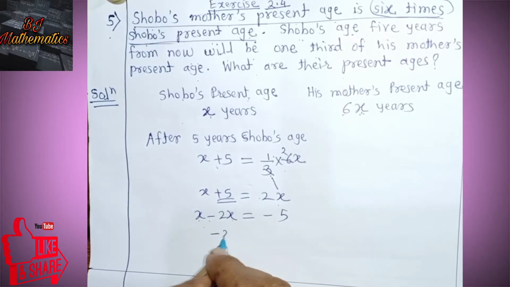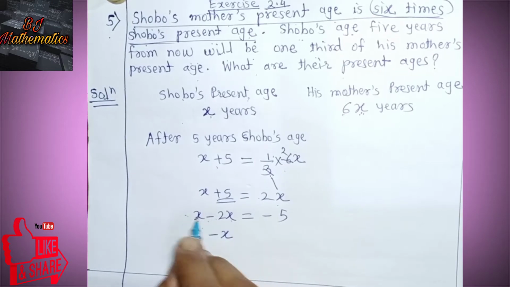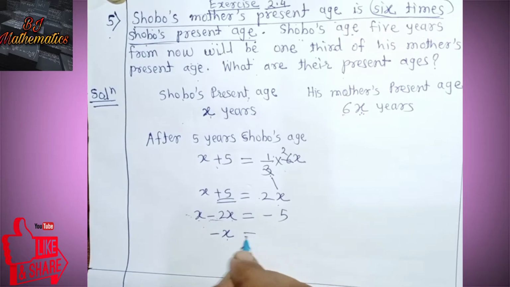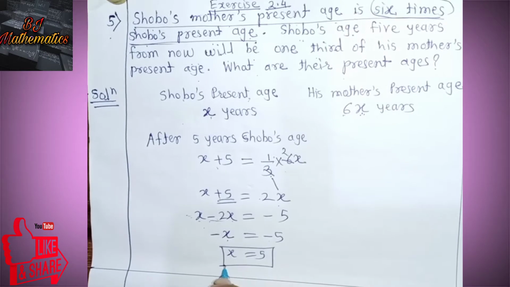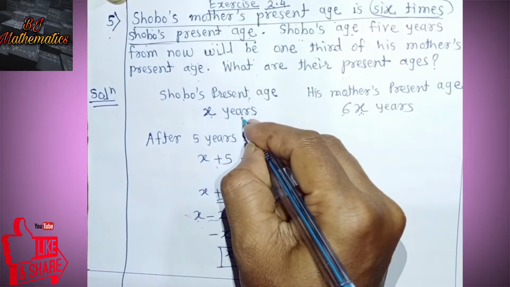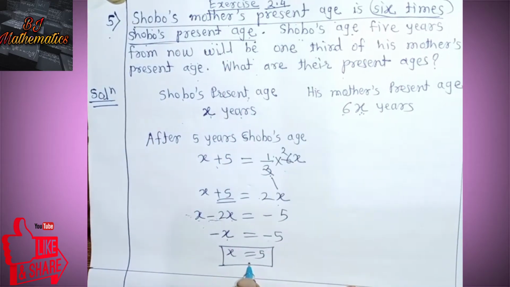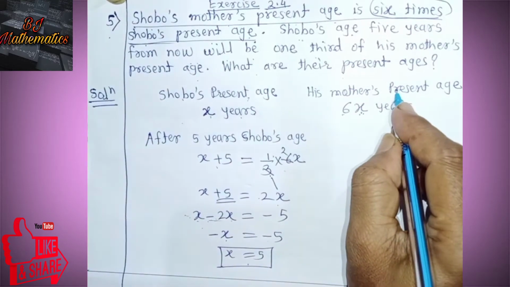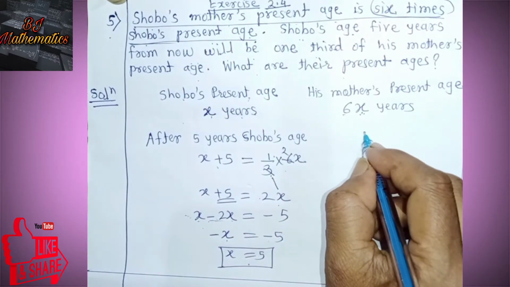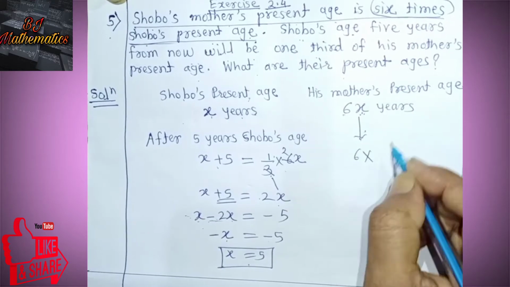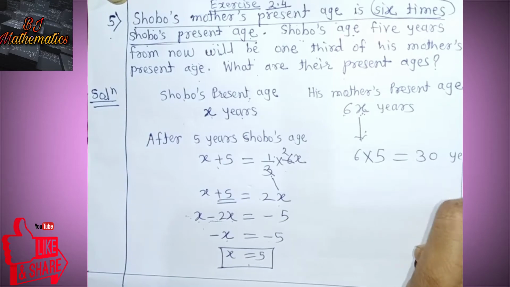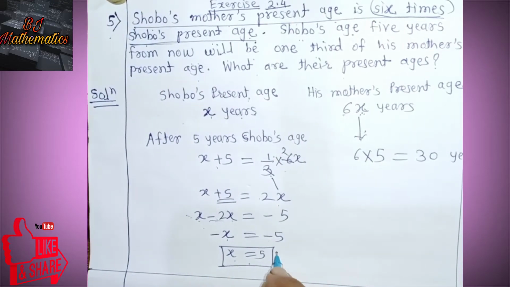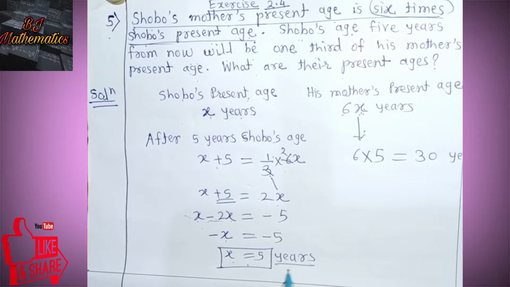x minus 2x is minus x. Different signs, therefore subtract. 2x minus x is x, and the sign of the bigger number is minus. Minus 5, minus minus gets cancelled. x is equal to 5. x is Shobo's present age and it is 5 years. Therefore, his mother's present age is 6 multiplied by 5, which is 30 years. Shobo's age is 5 years.